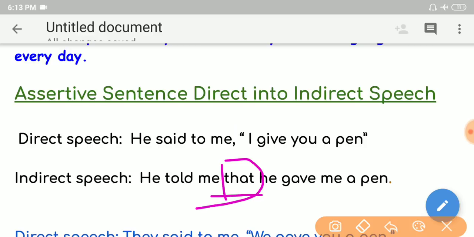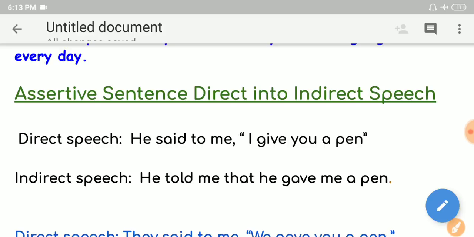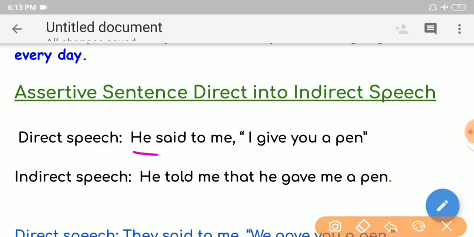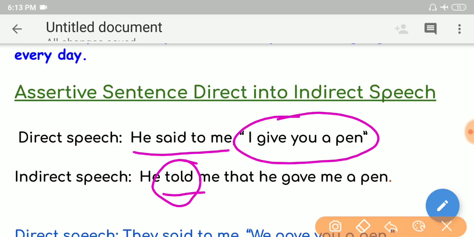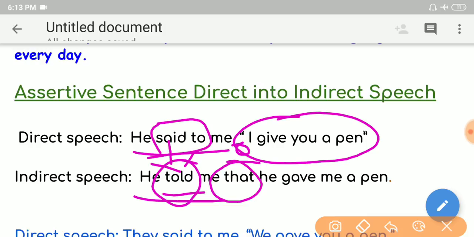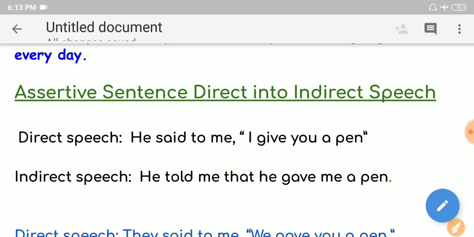Let us go and learn what changes we make. See, said changes into told because of the assertive sentence in the actual words. Said to changes into told. Again, me remains unchanged. So the comma is removed. Instead of the comma, that is used to join these two clauses, my dear friends. Again, let us learn.